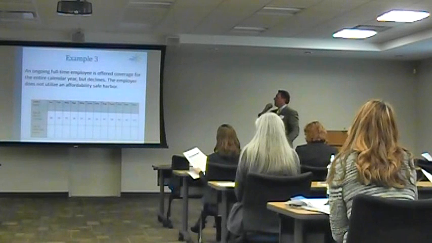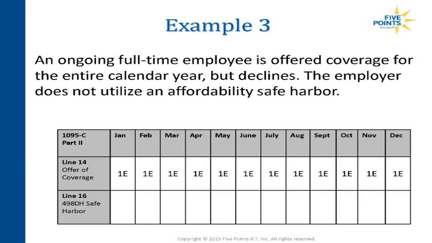So example 3, I have an ongoing full-time employee. They're offered coverage for the entire calendar year, but they decline coverage. The employer does not utilize an affordability safe harbor. So I can't use one of the 2 series codes based on affordability safe harbor. So in essence, I leave it blank. When we talk about this, what does that mean? It means I've exposed myself to risk. I'm not using one of the codes that helps protect me because I actually haven't used an affordability safe harbor.